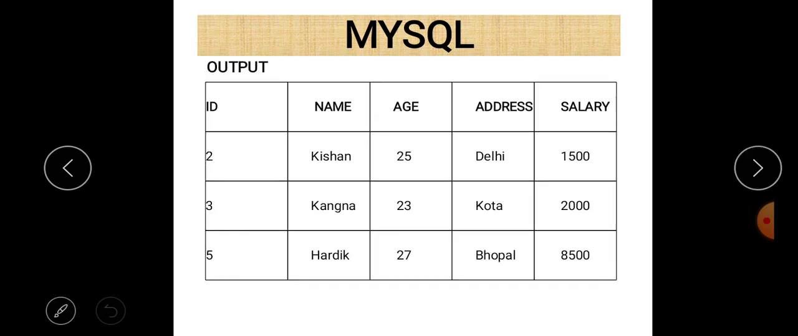Now this is the output. You can easily see on the screen that only the data which belongs to Delhi, Kota or Bhopal is visible, and the rest of the data is not visible.